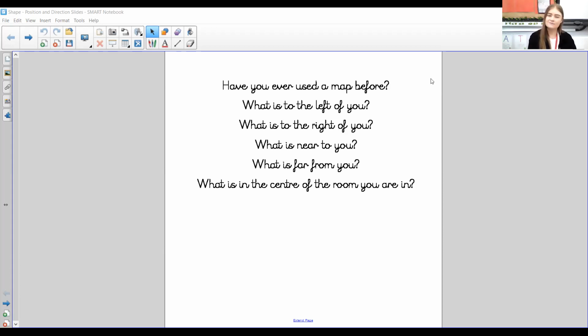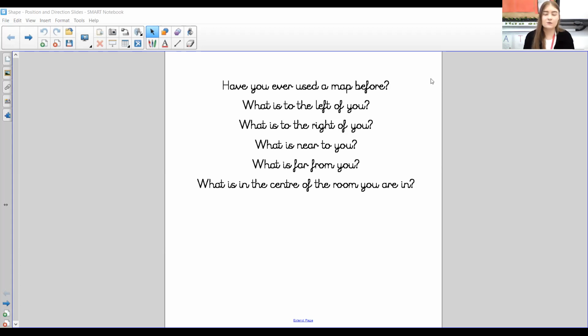And then finally, now we've done what is near and far to you, what's in the centre of the room that you are in? In the centre of the room that I am in is the middle table of the classroom when it's all set out. So the table and chairs for the middle are there. That's in the centre of the room I'm in. What's in the centre of the room that you're in?